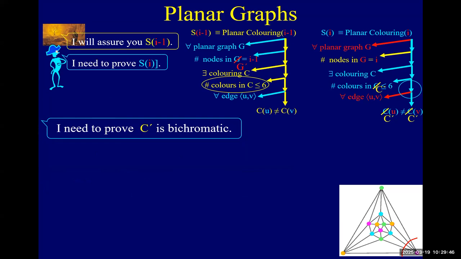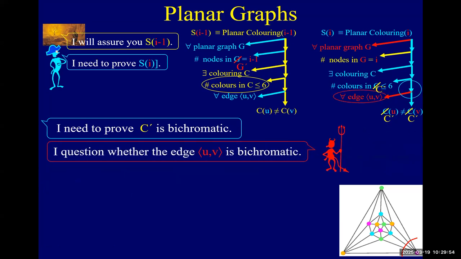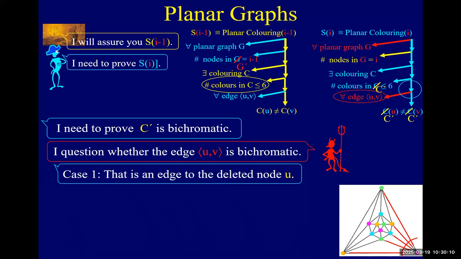Now what do I have to do? I have to prove that all edges are bichromatic. How do I do that? The adversary gives me an edge. The adversary says, oh, you claim it's a good coloring, what about this edge? And I say, I've got to prove it's bichromatic. Well, cases. Remember, everybody knows cases. There's 2 cases. The one case is the edge he gives me is connected to the deleted node.